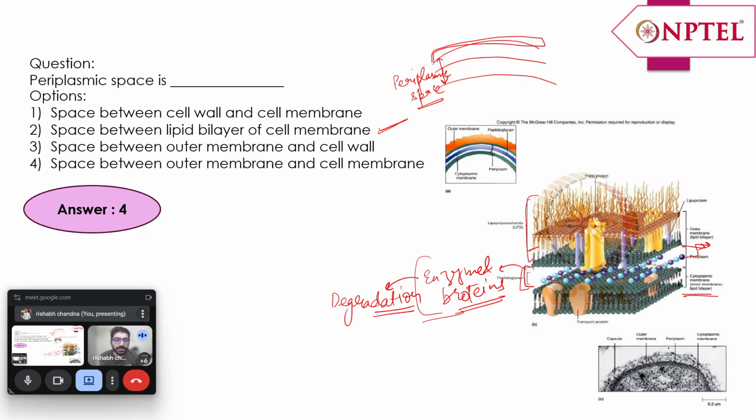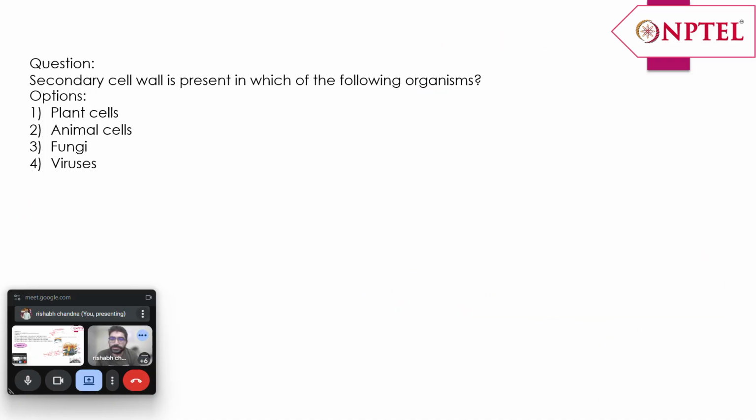Okay, and this is the electron micrograph of this particular gram-negative bacteria. This is the capsule, that means the outer membrane. Then after this is the cytoplasmic membrane, and between them we have the periplasmic space here. Okay, so any doubts in this particular question? If not, then we'll move on to the next question.